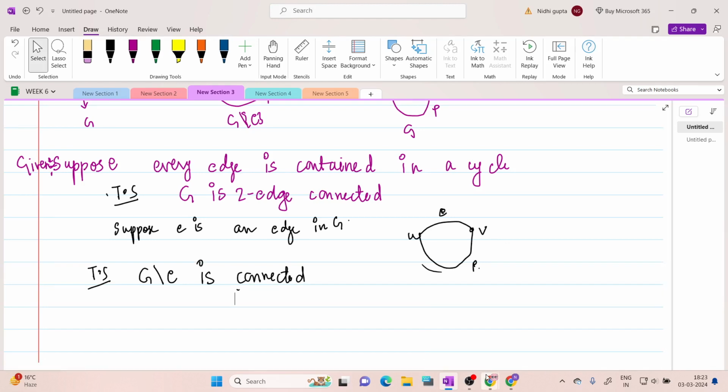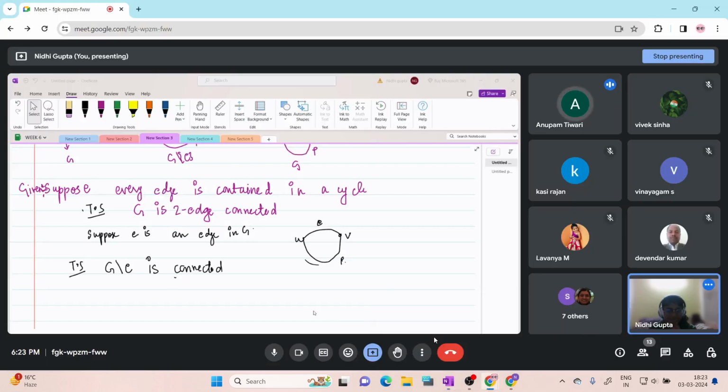Yes. Why? Because if we remove E, still it is connected. Every edge is contained in a cycle, so E is in the cycle. So removal of E, the remaining path will be connecting U and V. It is connected. Yes, you are right.